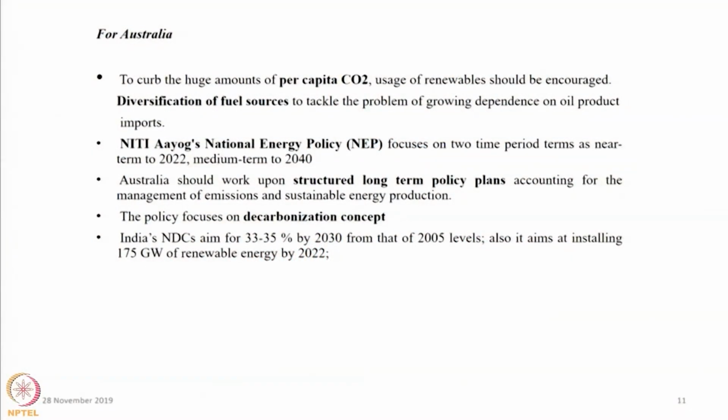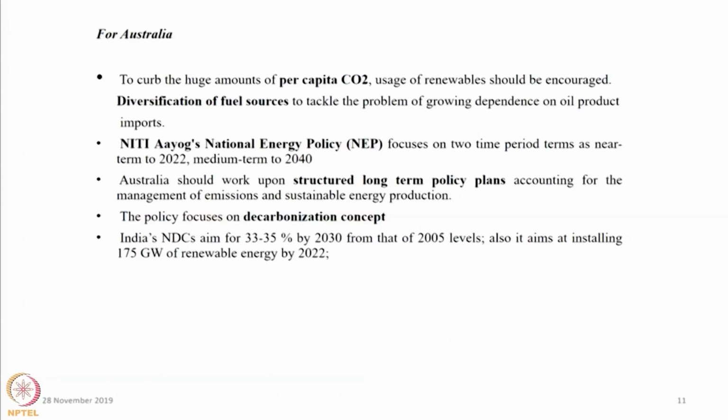For Australia, per capita CO2 is huge, so they should also take care of diversification of fuels. And in India, we have a national energy policy, which is intended to provide affordable energy with good energy security and to improve energy security for the systems.